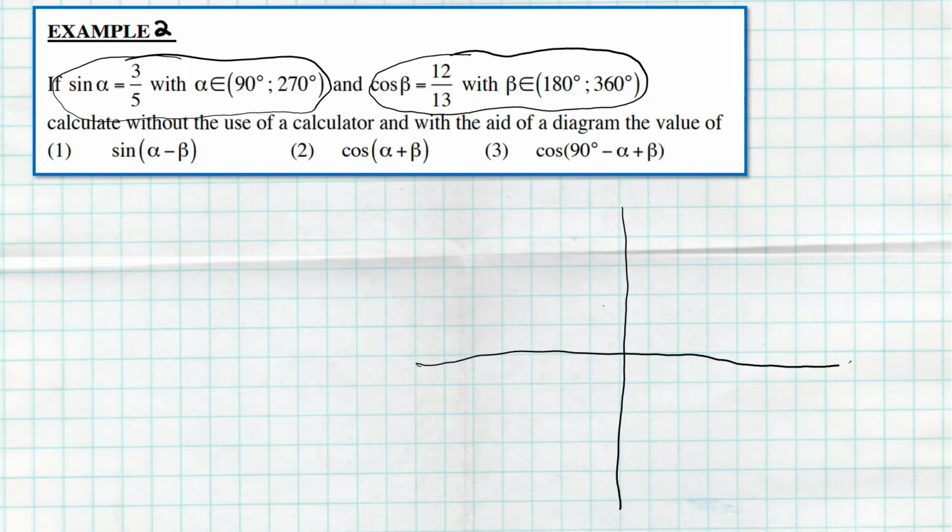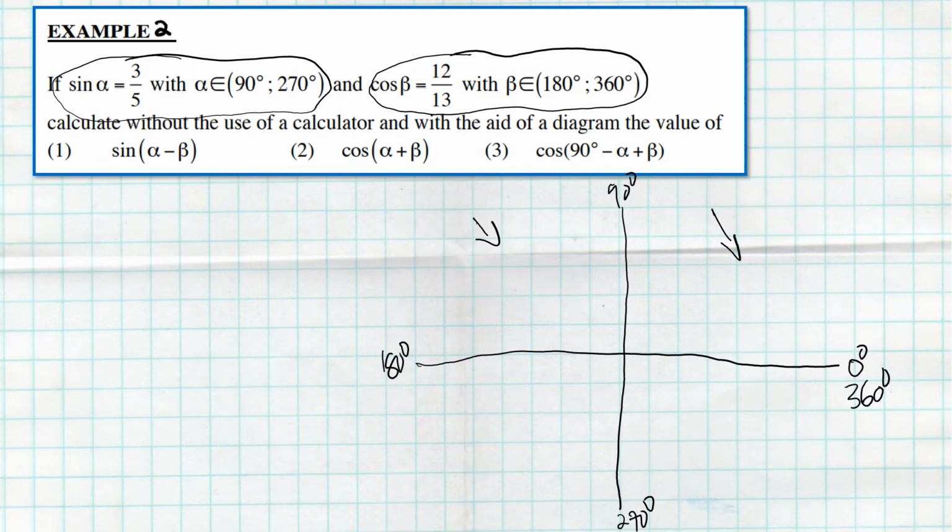Okay, so we know this is 0 degrees, this is 90 degrees, this is 180 degrees, this is 270 degrees and 360 degrees. Let's start with that one. Sine alpha is equal to 3/5. What can we see? We can see that our sine alpha is positive. And where is sine alpha positive? On the second quadrant and also on the first quadrant, right?